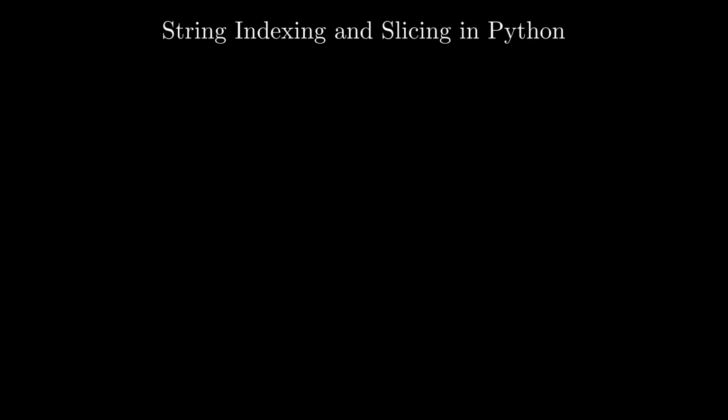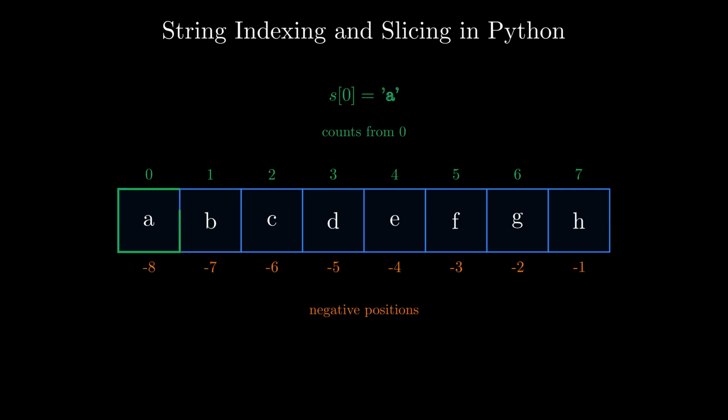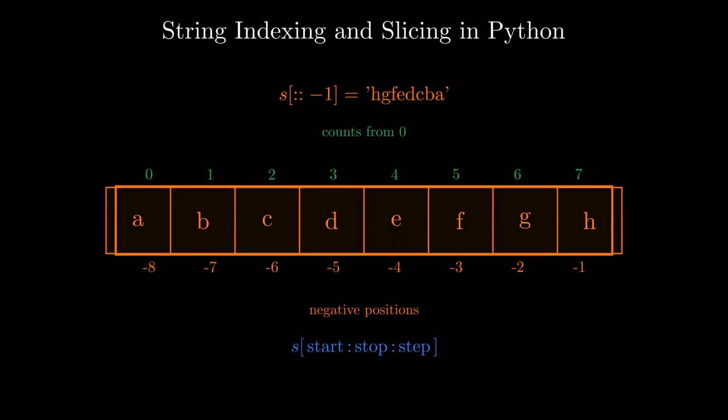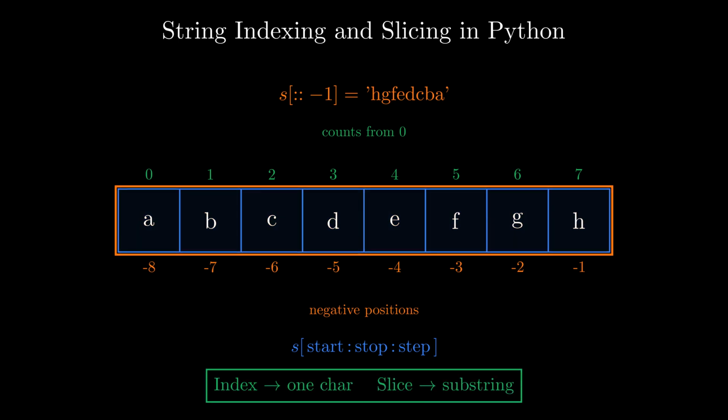Ask Python for the first character of a string with index 1, and you'll get the second character instead. Strings count from 0, accept negative positions, and let you carve out substrings with a 3-part colon syntax. Master indexing and slicing, and you can pull any character or substring from any string precisely.